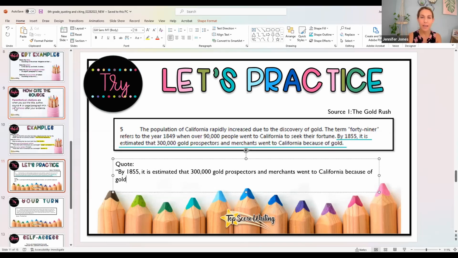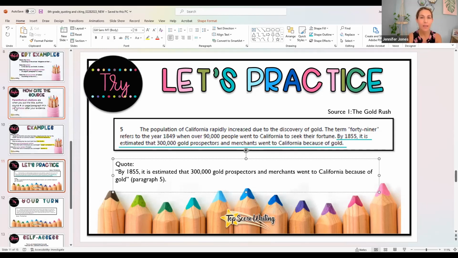Okay, now I copied the sentence exactly how it was written. I didn't change any of the words. Once I am done copying the sentence, I put closing quotation marks. Then I do opening parentheses, and inside of my parentheses, I can write the source number, or I can write the title, or I could write the paragraph number.